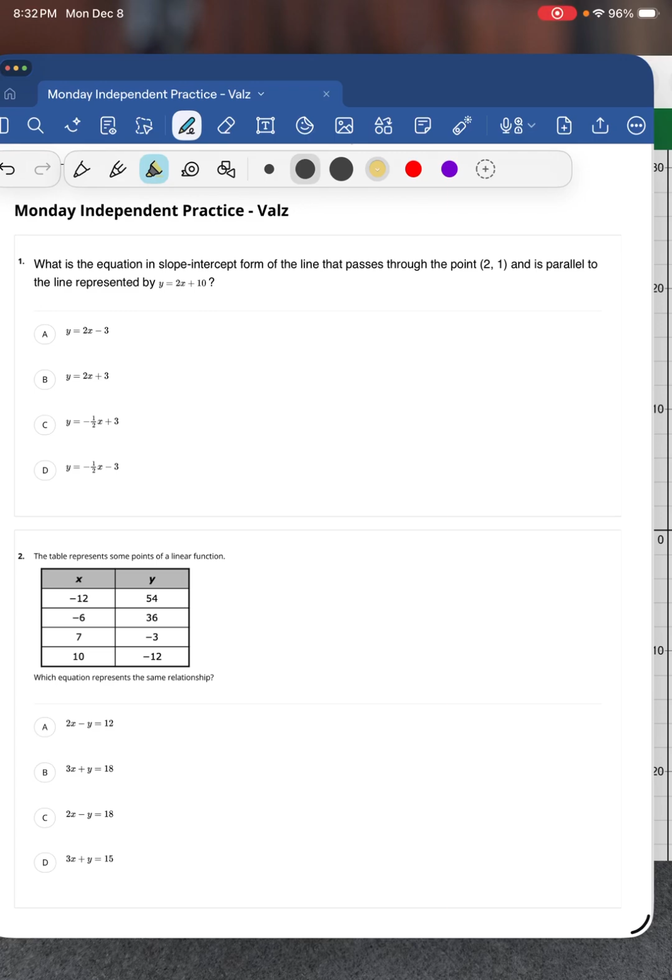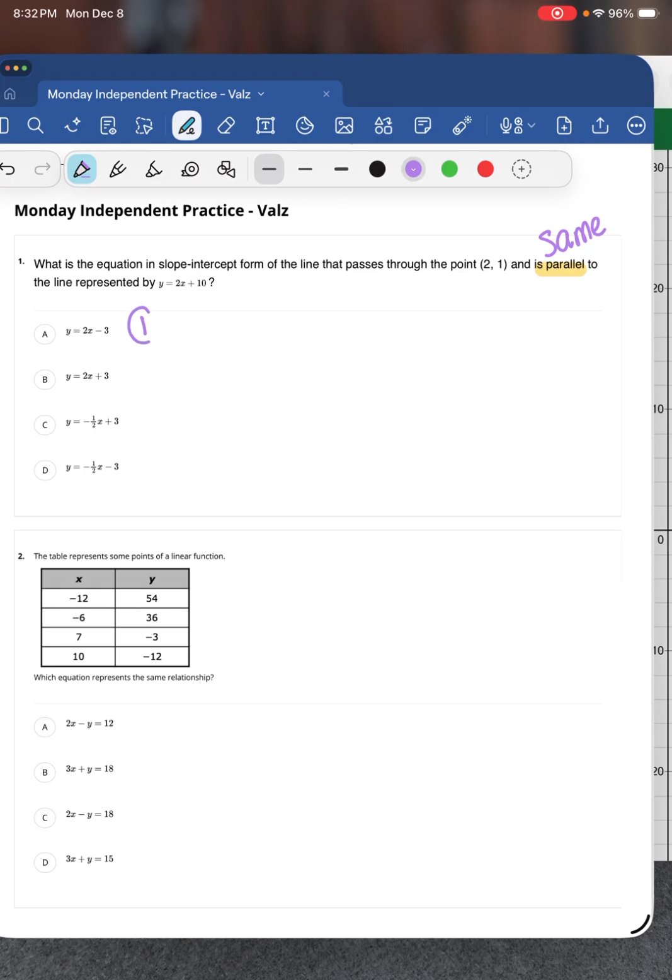Question 1. What is the equation in slope-intercept form of the line that passes through the point (2, 1) and is parallel to the line represented by y equals 2x plus 10? So right away, I know parallel means same slope. I also see that this is in slope-intercept form, so I'm going to have those 4 steps.